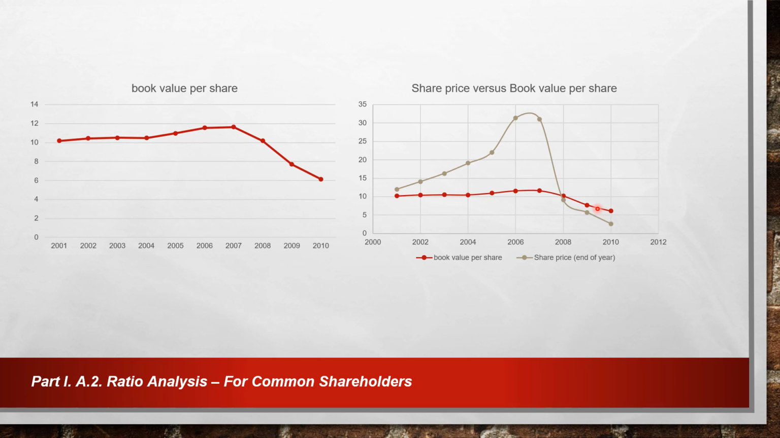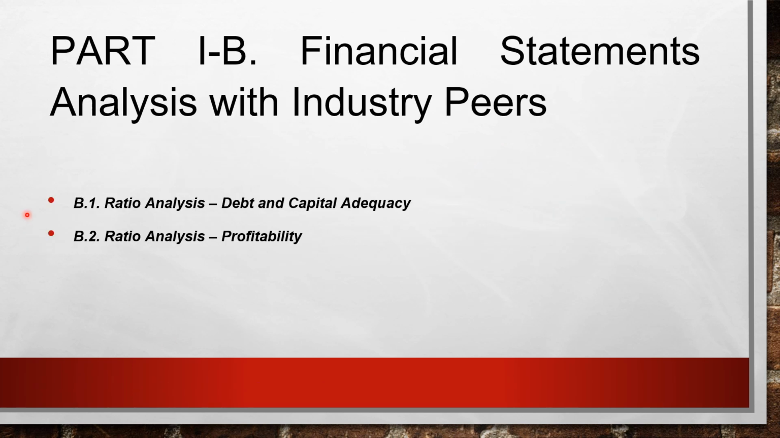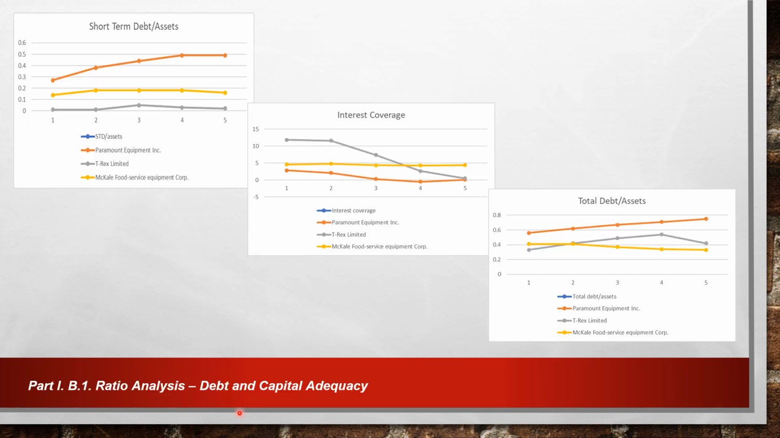So stockholders not just suffered from capital losses but also face a threat to their declining stock carrying values at possible liquidation if bankruptcy arises. From this part onwards, we will discuss the financial statement analysis as compared to Paramount's industry peers. We will look at debt and capital adequacy and its profitability.